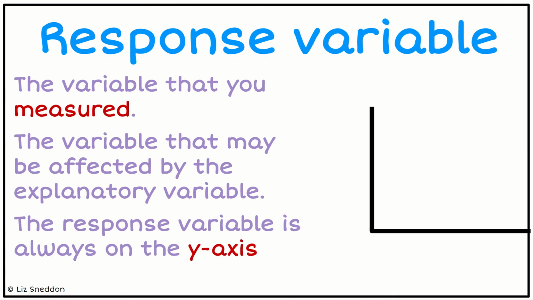Then we have our response variable. So this is the variable that we measure. And this can be affected by that explanatory variable. So that's what we are going to put on our y-axis or our vertical axis.